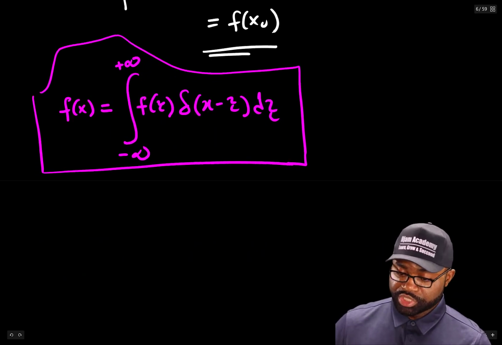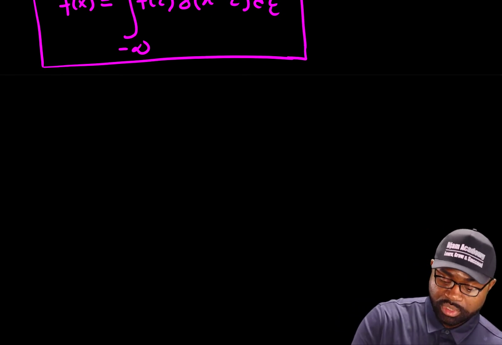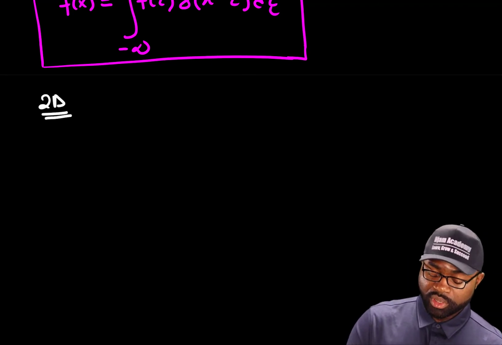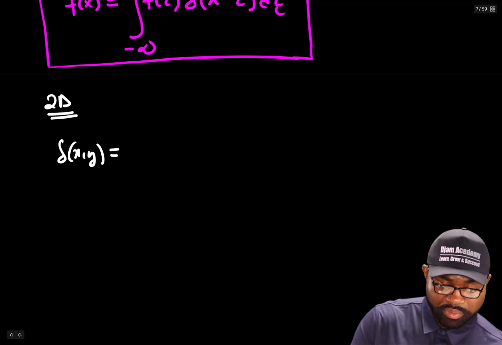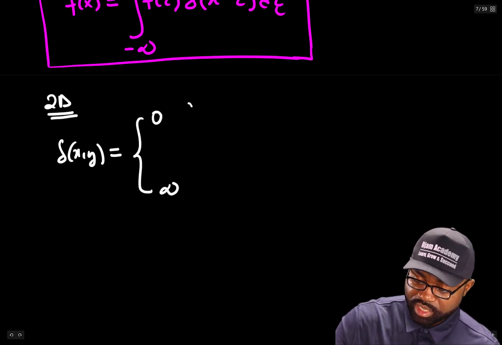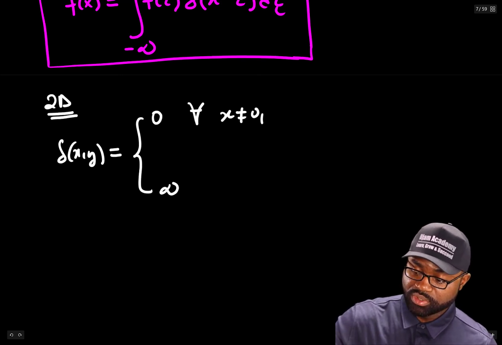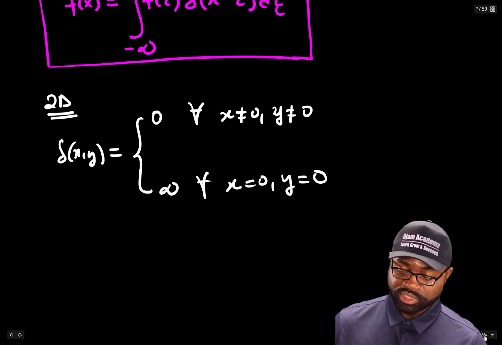Now, what happens in two dimensions? In 2D, the point function is defined as δ(x, y). Remember, we did this a little bit above. This is equal to 0 for all x not equal to 0, y not equal to 0, and infinity for x equal to 0 and y equal to 0.